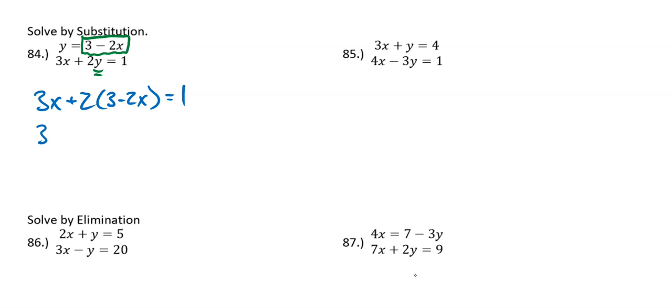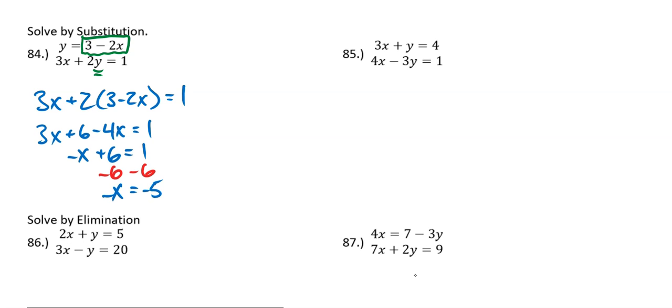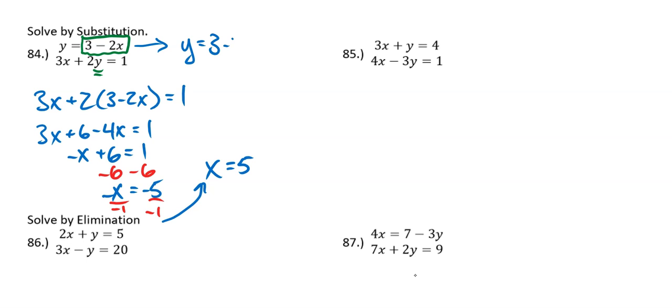I distribute. I combine like terms. And now I continue to solve. I subtract the 6 from each side. I'm going to divide each side by a -1. So I end up with x equals 5. But I'm not done yet. I still have to go back, plug that 5 in, and get my y value. So right here, y equals 3 minus 2 times 5.